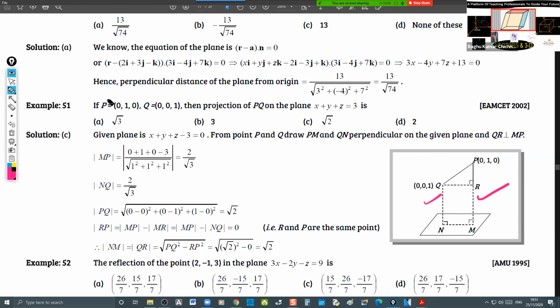If you see now carefully, what is the distance between these two? Root over 0 plus 0, root over 0 plus 1 plus 1. Root 2 only is the distance between these two. PQ distance is root 2, and whatever answer we got is also root 2. That means this line is very much parallel to the plane. P and R coincide. Okay, this method is good.